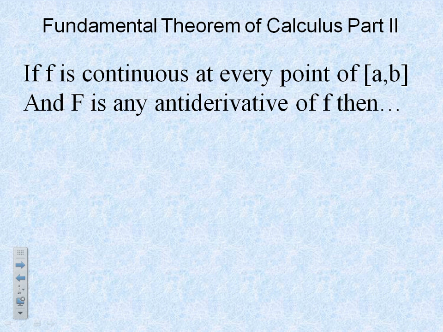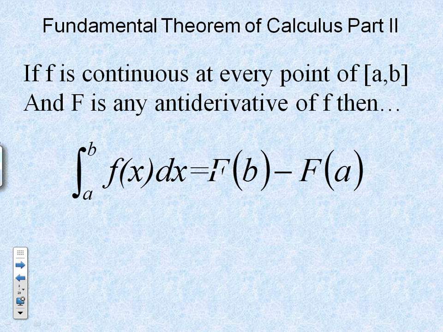All right, if you have a continuous function with closed endpoints, and capital F is the antiderivative of little f, then the integral from a to b of f of x dx turns out to be capital F of b minus capital F of a. Now, you don't have to write that down. It's on that sheet. And you're going to use this so much. This is the second semester equivalent of the power rule from first semester.